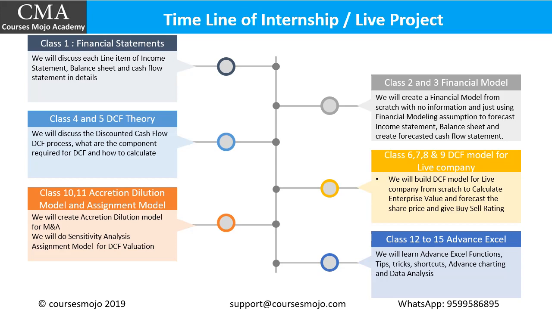So, in classes 4 and 5, we will discuss the discounted cash flow DCF process. What are the components required for DCF and how to calculate them? For example, what is free cash flow to the firm FCFF and how to calculate? What is the discount rate WACC? What is cost of debt, cost of equity and what are the methods to calculate them including beta. Lastly, it includes terminal value and much more with lot of Excel files for practice.